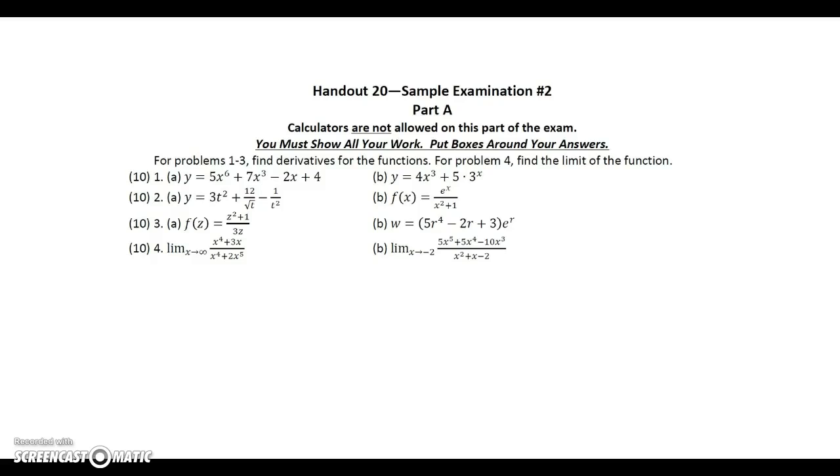Okay, here we go. First question says we want to find the derivatives of the functions. Alright, so 1a. Let's rewrite the original.